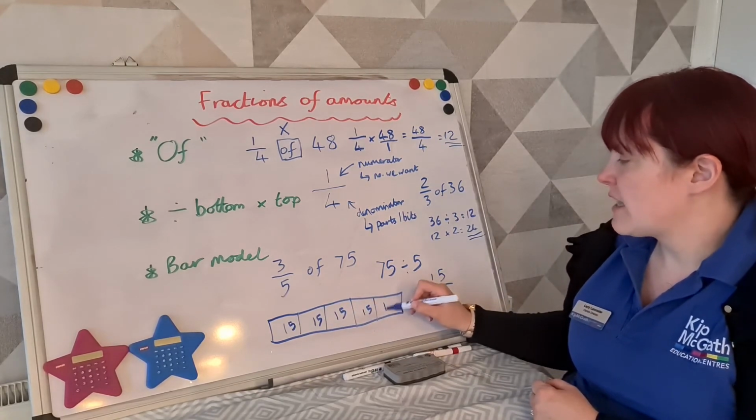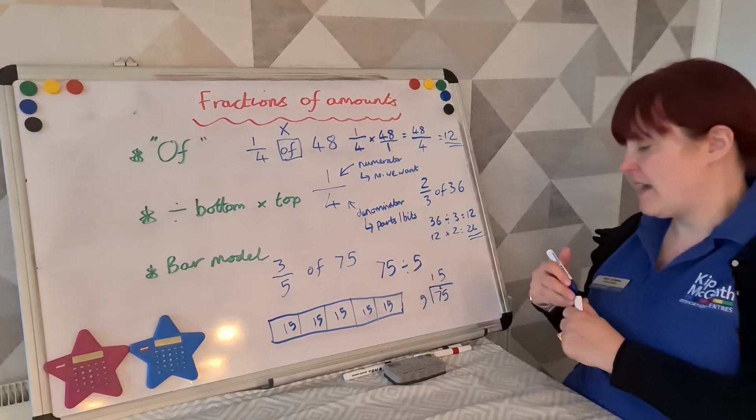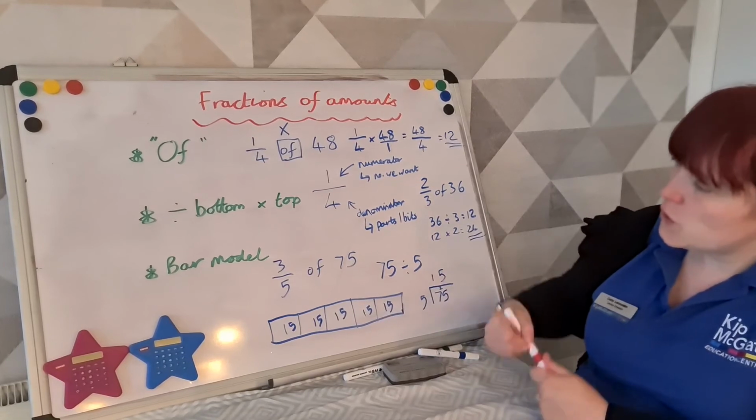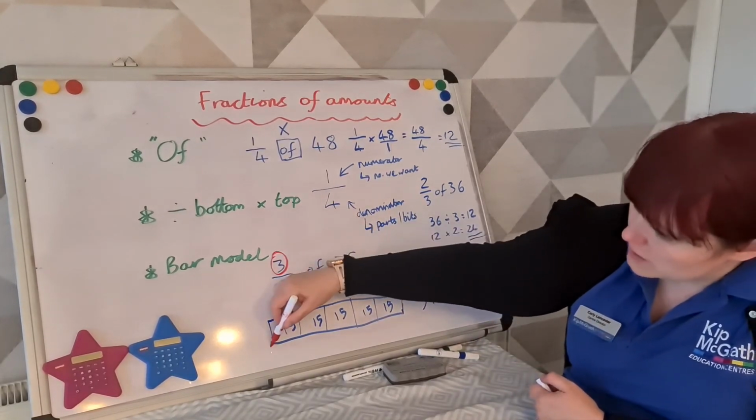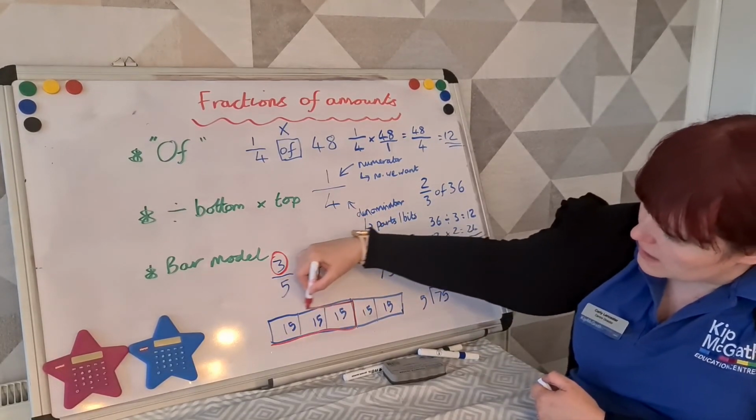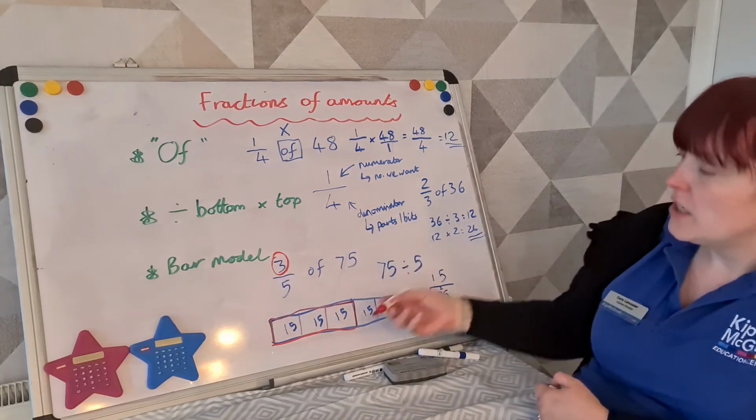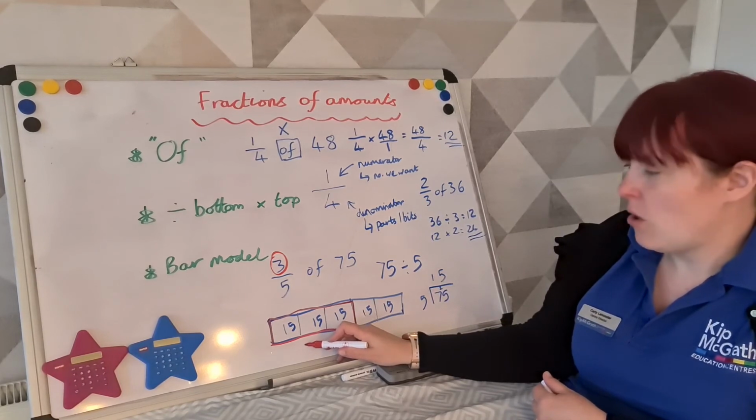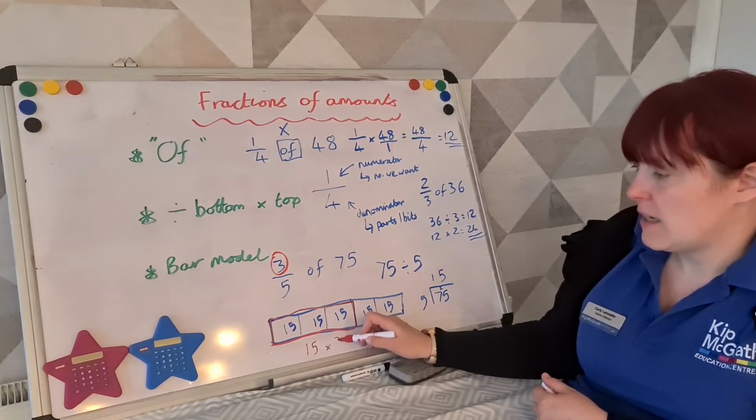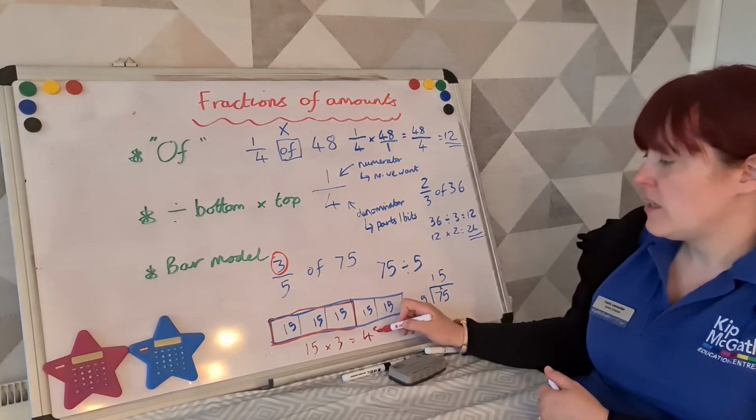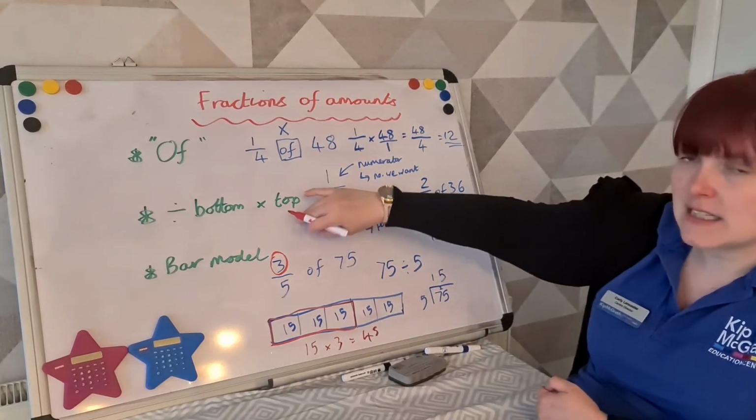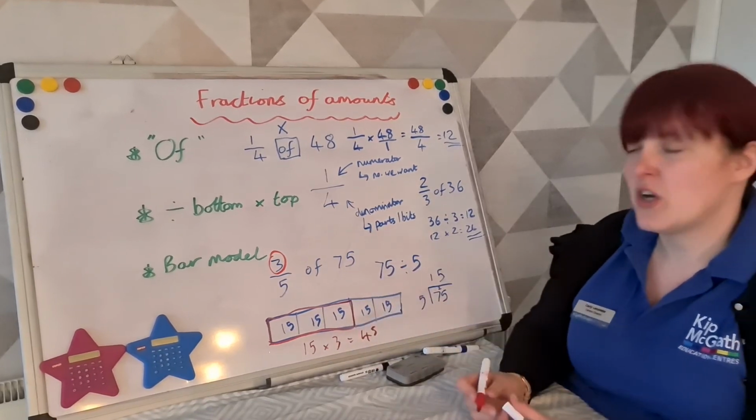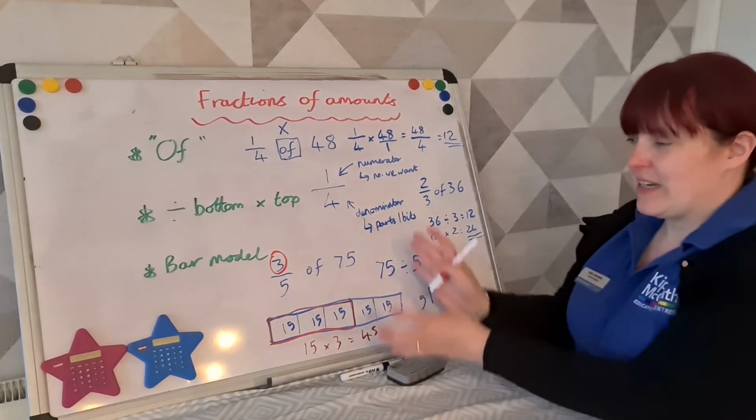This is where you would get them to grab a highlighter or a different colour pen. You would say, we've got the fifths, but we need 3 of them. So we're going to have these 3 here, and they might highlight those. So essentially they've got 15, 15, 15. They might add them up, or we would try and encourage them to do 15 times 3, which is 45. So essentially the maths is exactly the same as the other method, but the idea is that they're understanding what it's worth and how it's calculated.